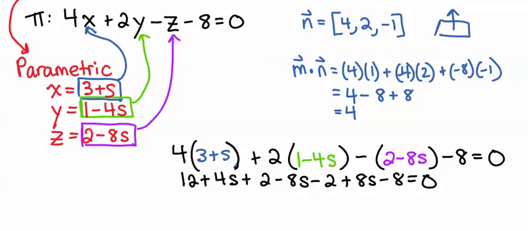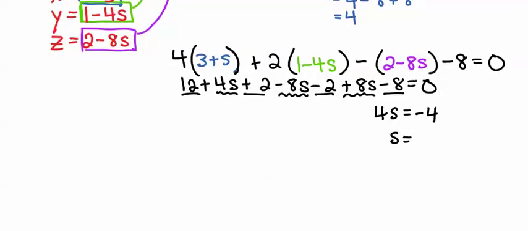And I'm just going to go through and collect all my like terms. So I've got 4s, take away 8s is -4s, plus 8s is 4s again. And then I've got 12 plus 2 is 14, minus 2 is 12, minus 8 is 4. And then if I bring it to the other side, it's -4. So I just found out that s is equal to -1.